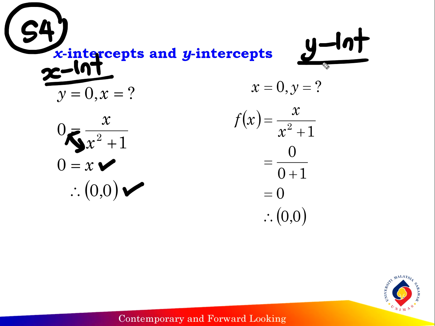And second, you find the y-intercept of the function, x here equals 0, and you find the value of y. So you substitute 0 here into the rational function, 0 over 0 plus 1, and the value of y here equals 0. Okay, and the y-intercept of the function here is at the origin, x equals 0, and y equals 0.